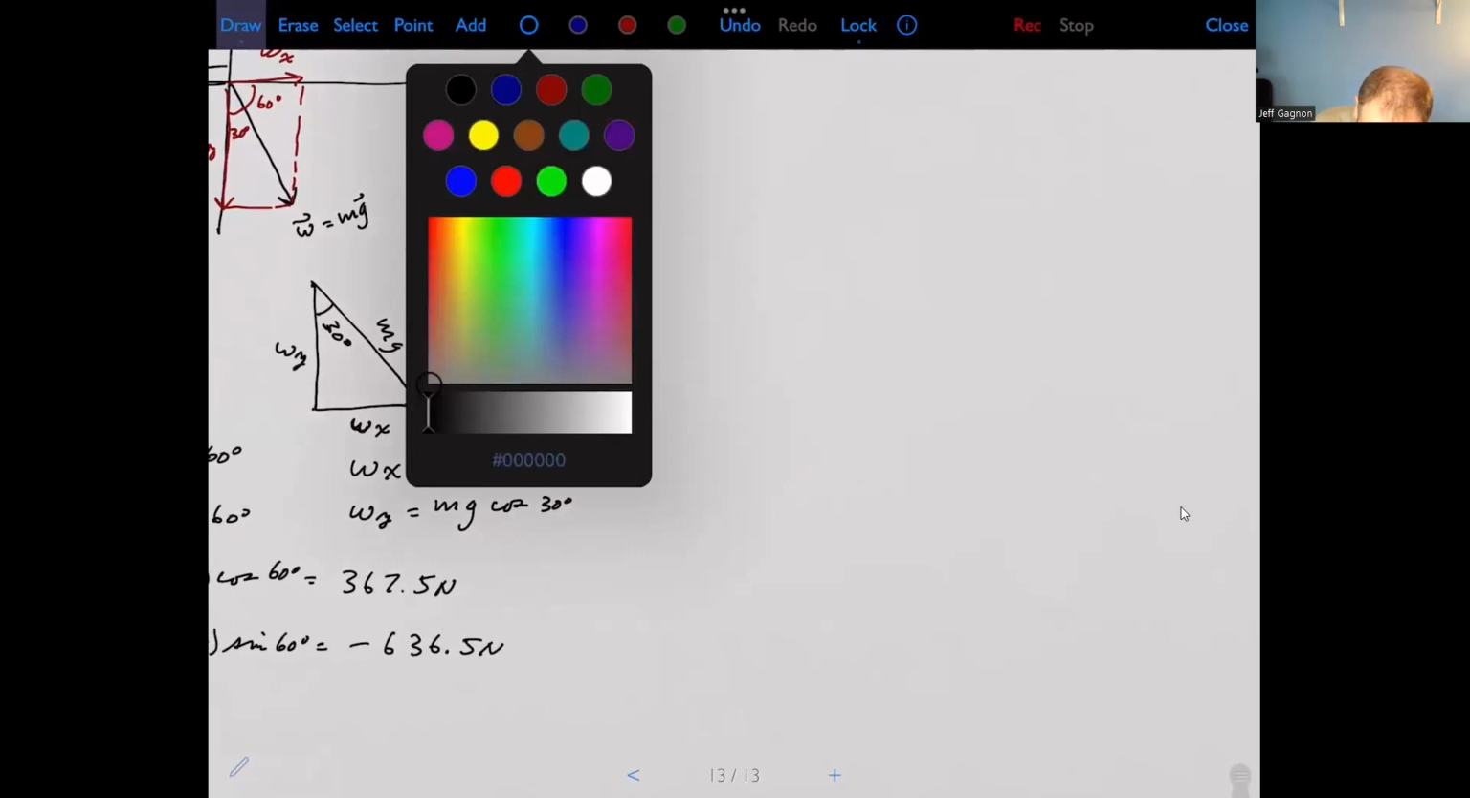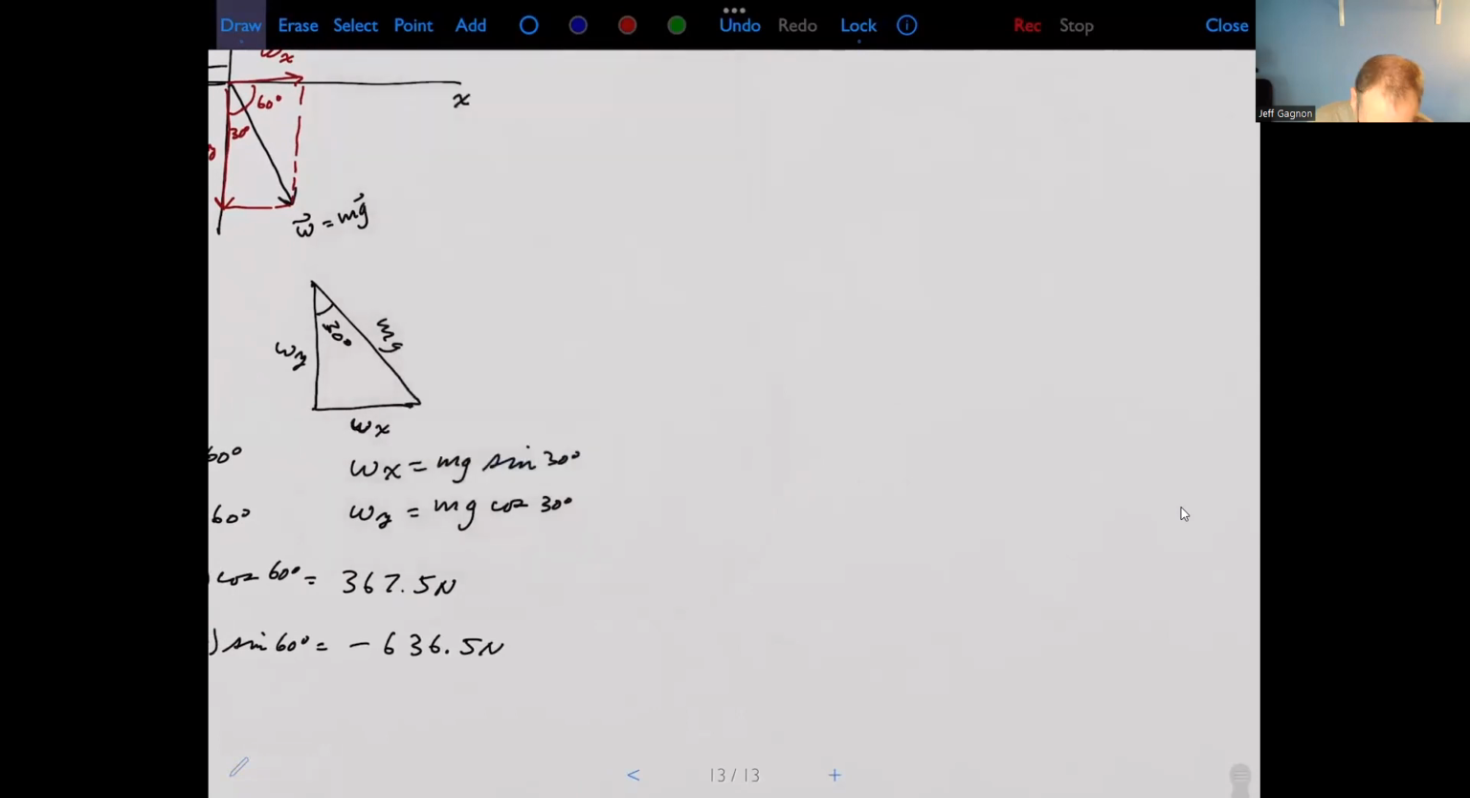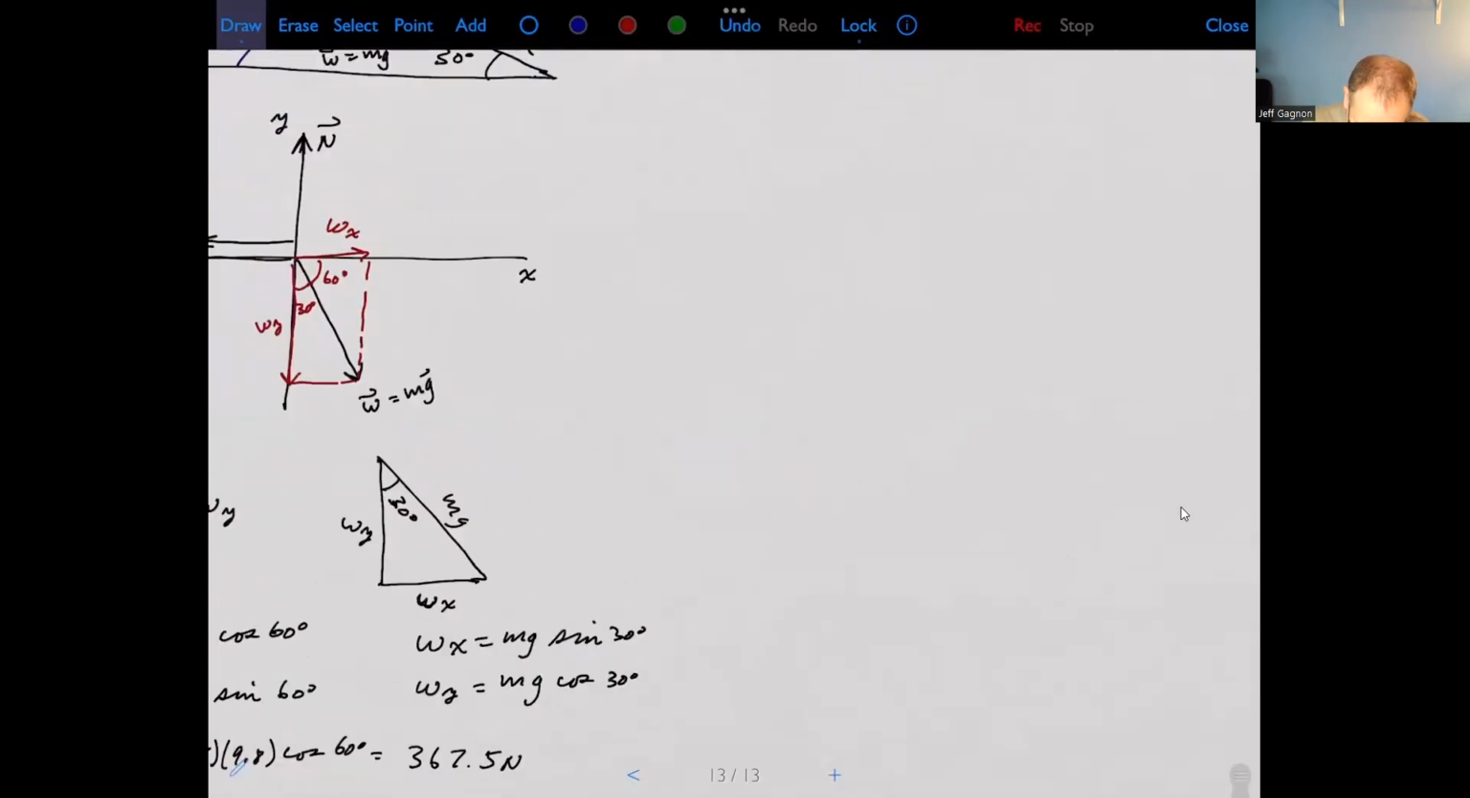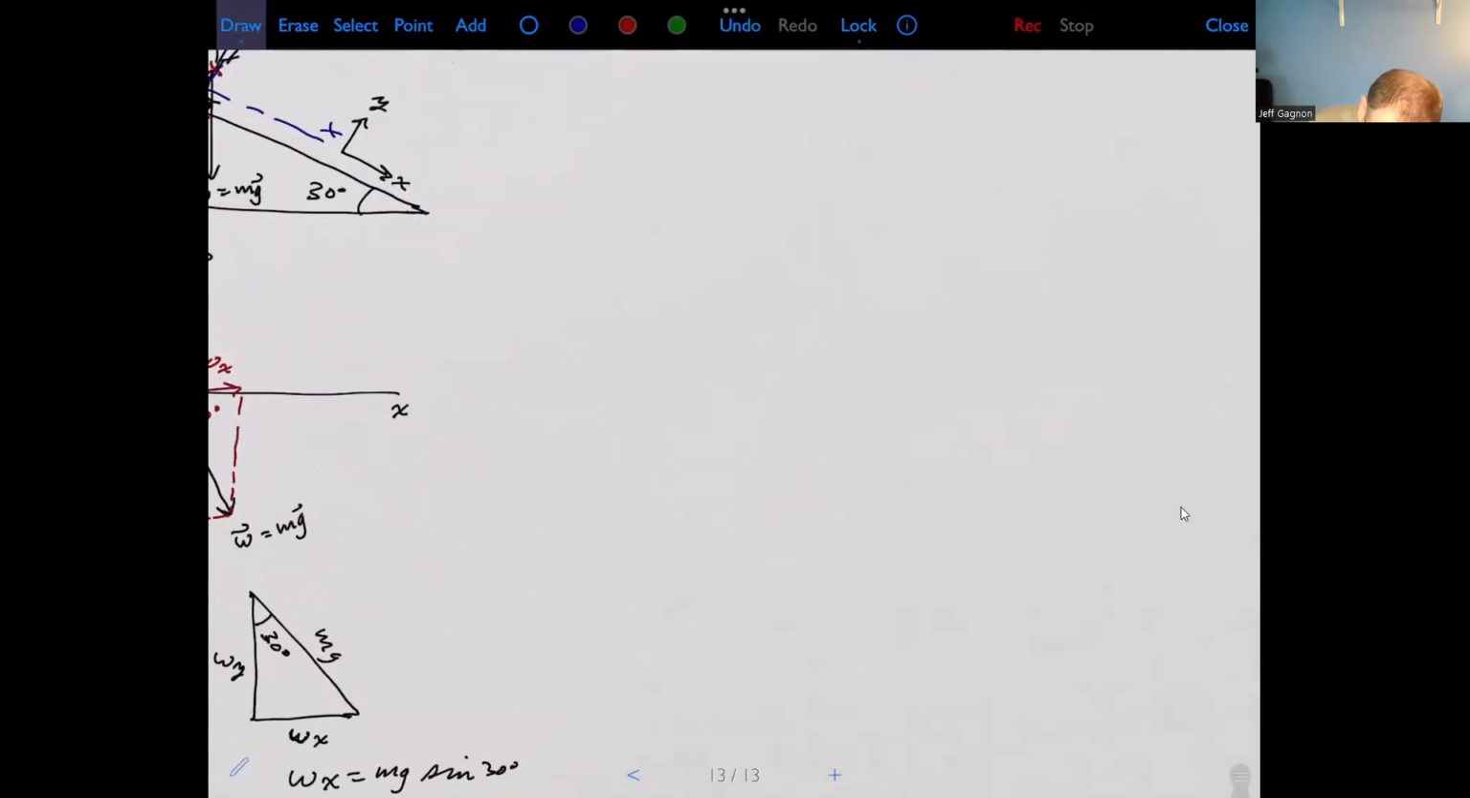Actually, let me do both. Let me do the y and x. We may not even need the y in this case, but let me do both. So let me do the sum of the forces in the y. I'll do y first, equal to m a_y.